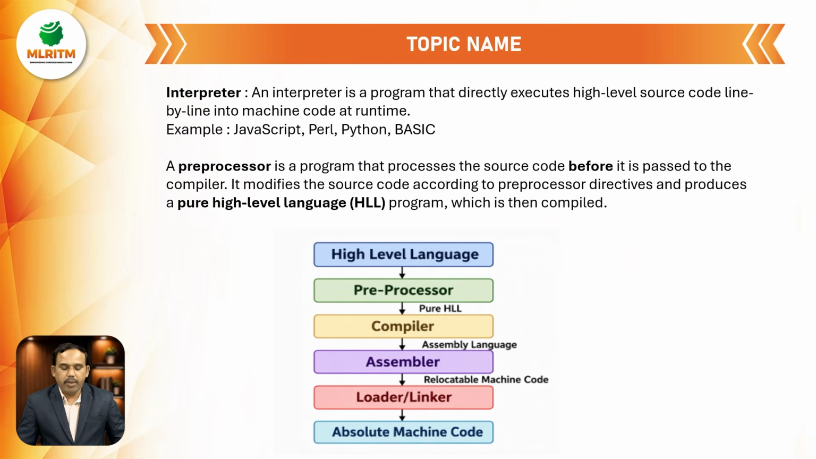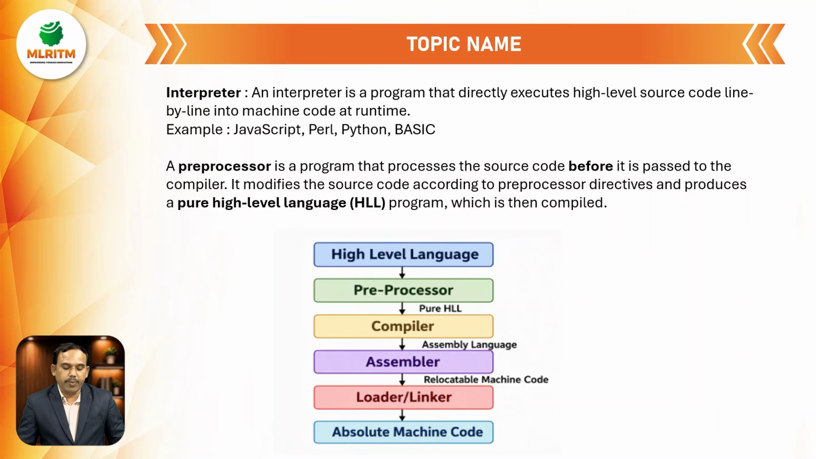Coming to the interpreter: an interpreter is a program that directly executes high-level source code line by line into machine code at runtime. Examples of interpreted languages are JavaScript, Perl, Python, and Basic.